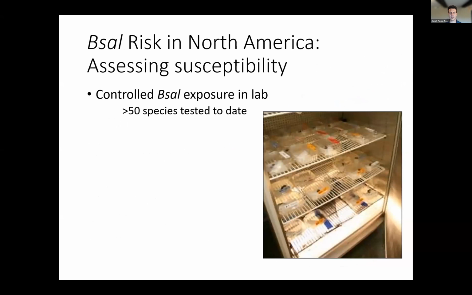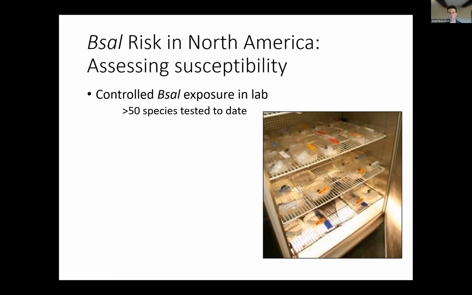Along with a large group of collaborators, we've been trying to assess the risk of B-Sal to North American amphibians. And one of the main ways we are doing this is by evaluating the susceptibility of different amphibian species to this pathogen. We do that by conducting controlled exposure experiments in the lab. You can see an inside view of an environmental chamber here, with each of those containers having a salamander in it, exposed to different doses of B-Sal, this pathogen.